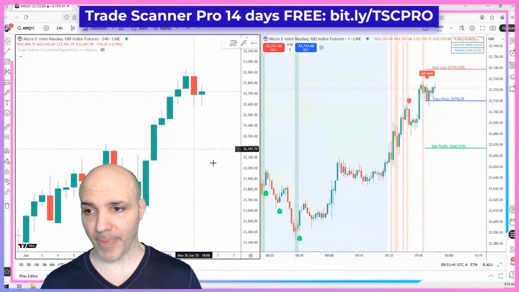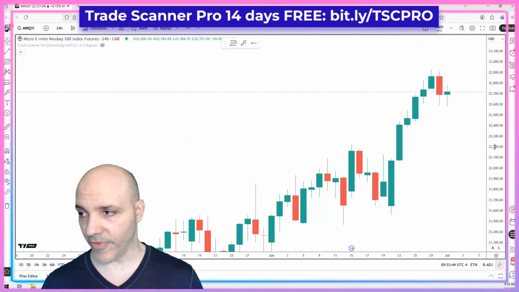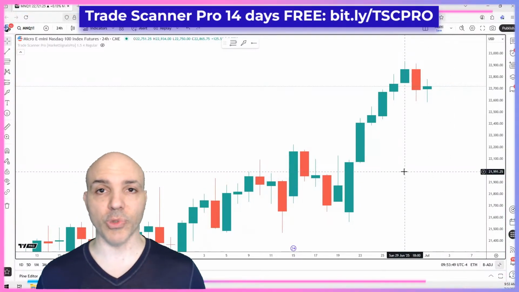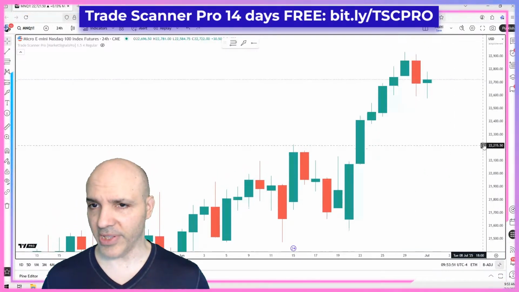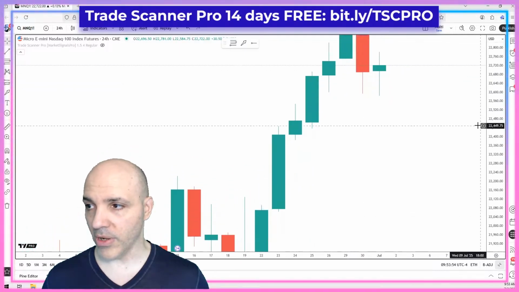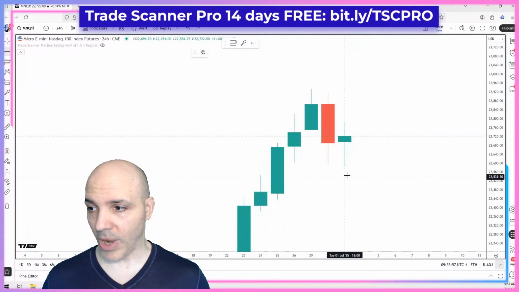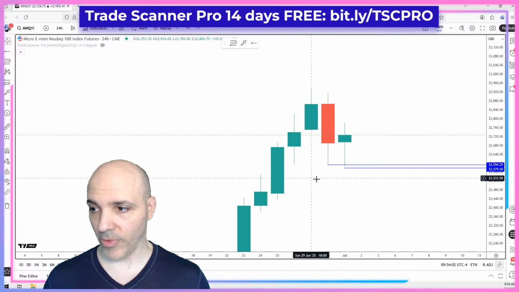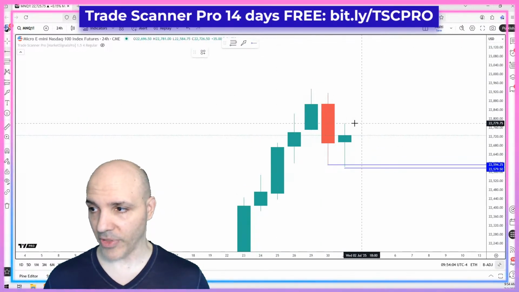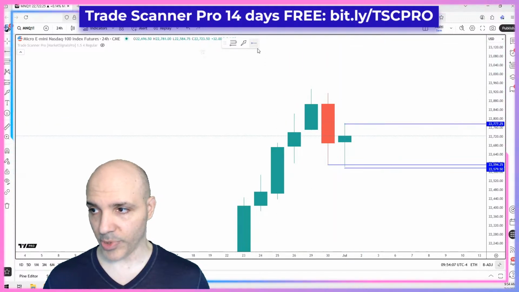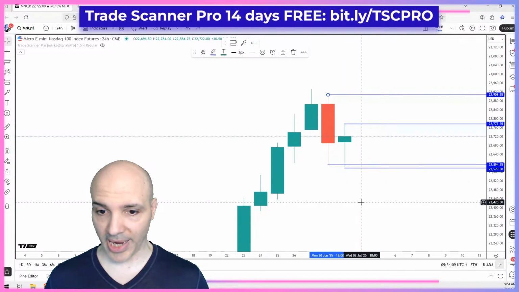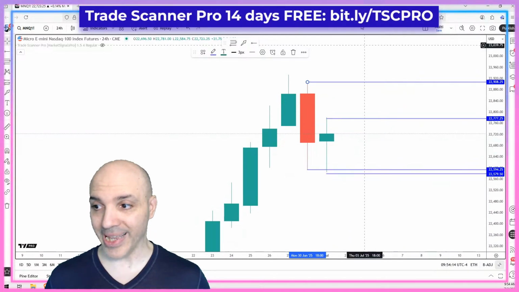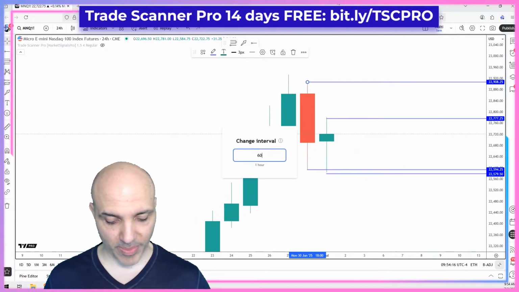So the first step, as you know, when we do the analysis for our day trades with the Trade Scanner Pro, the first thing I like to do is look at the daily time frame. And on the daily time frame, I'm only looking for levels. So I want today's low, but that's the overnight low. I want yesterday's low, right? They're right on top of each other. I want today's high, which is the overnight high, and I want yesterday's high, right? So those are my support and resistance levels for today. That's it.